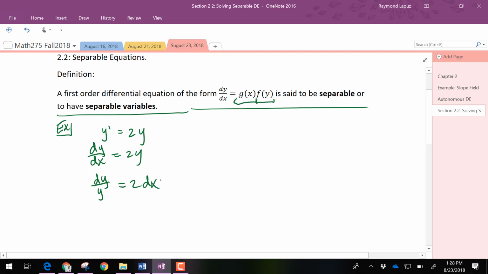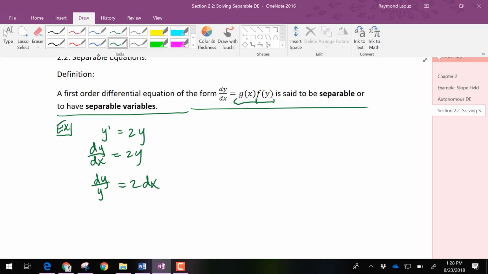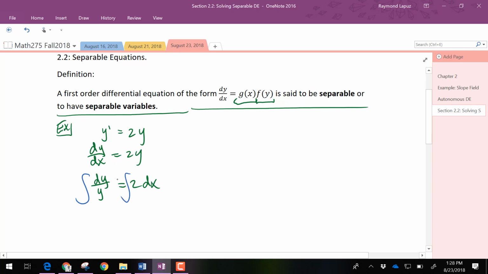right? And so at this point, you've successfully separated your x and y variables, your independent and dependent variables, and now you're going to integrate. So this is a step where we integrate, and we're going to get ln of y is equal to 2x. Now there's a plus c on the left-hand side, but there's also a plus c on the right-hand side, so we can just move the plus c on one side and just consider them as 1 plus c that we're dealing with.